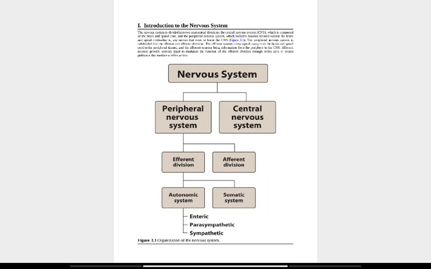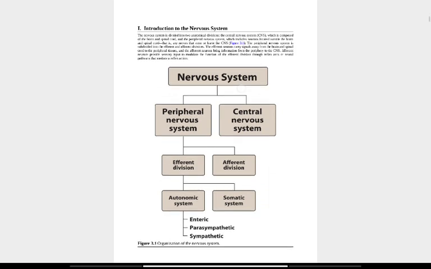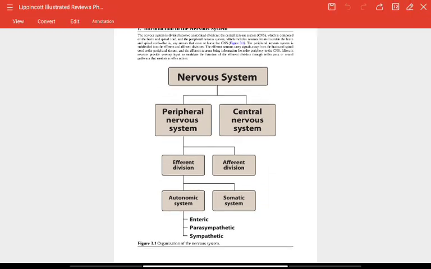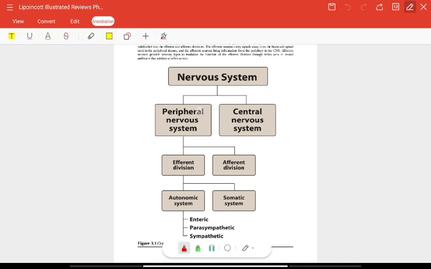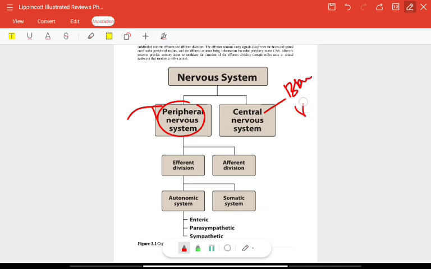Now, the nervous system is divided into two parts. One is the peripheral nervous system and the other is the central. Peripheral is about our limbs and all, and central is about our brain and spinal cord. In our peripheral nervous system, there are two types, efferent and afferent. The efferent, where we receive signals, is the autonomic system, and the other is somatic, which goes directly into the muscles.